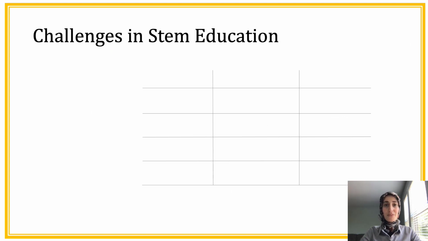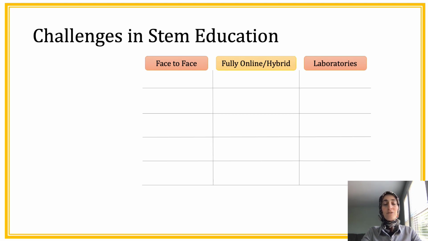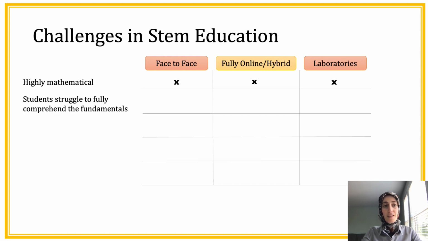Considering the three course delivery methods in STEM education, being face-to-face, fully online, or hybrid, and laboratories, unfortunately, the vast majority of engineering students struggle to acquire a deep understanding of upper-level engineering courses due to the nature of the highly mathematical concepts. And they also struggle to fully comprehend the fundamentals.